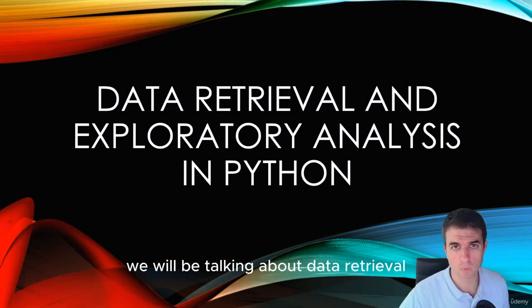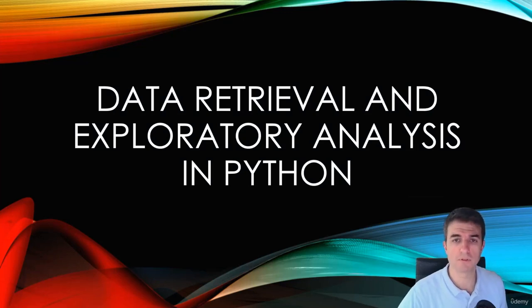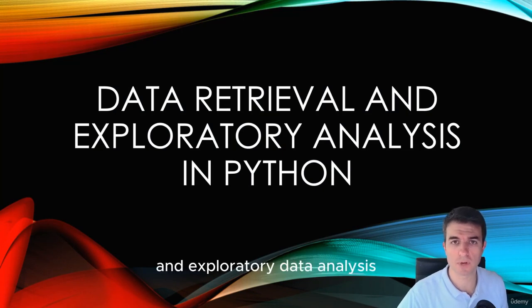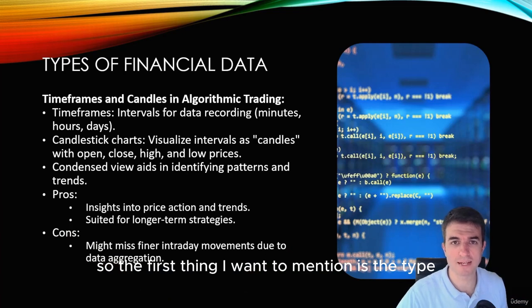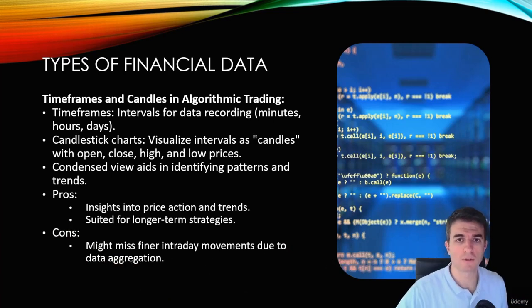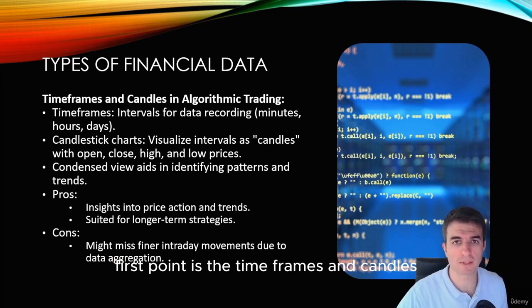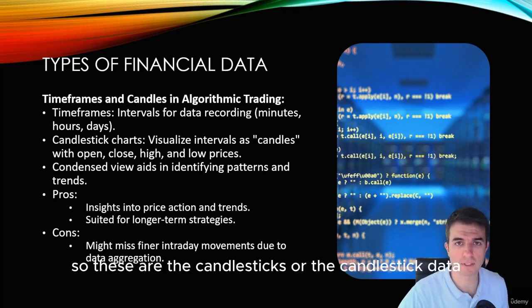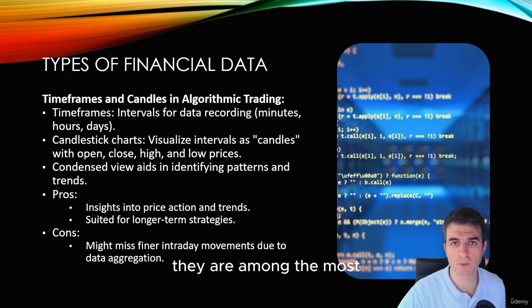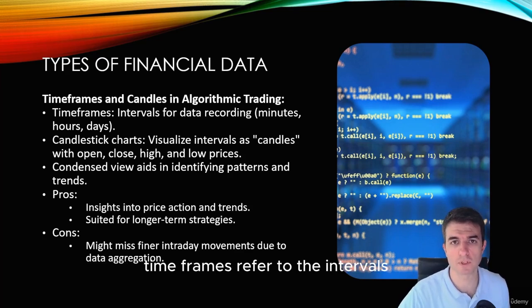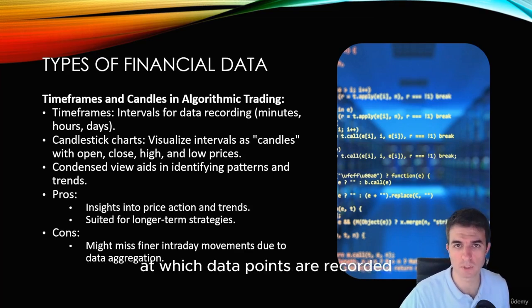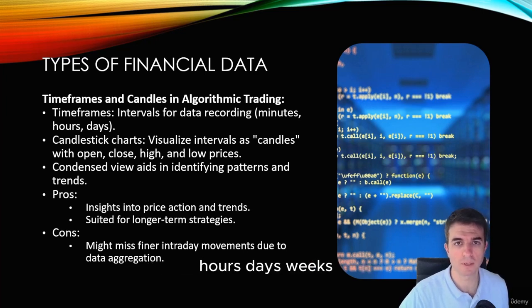In this section, we will be talking about data retrieval, visualization, and exploratory data analysis. So the first thing I want to mention is the type of financial data. First point is the time frames and candles. These are the candlesticks, or the candlestick data. They are among the most commonly used data types in algorithmic trading. Time frames refer to the intervals at which data points are recorded, such as minutes. You can have a 1 minute time frame, hours, days, weeks, months, and so on.